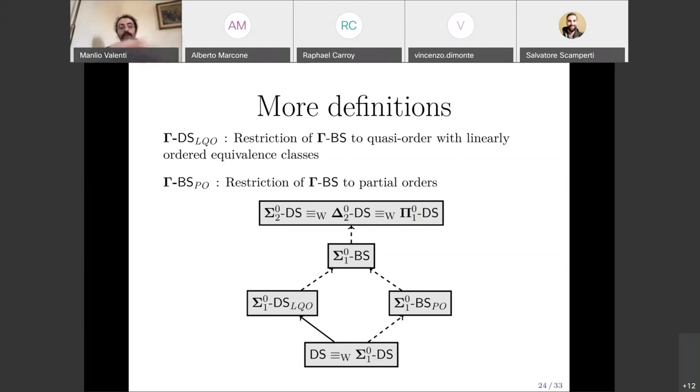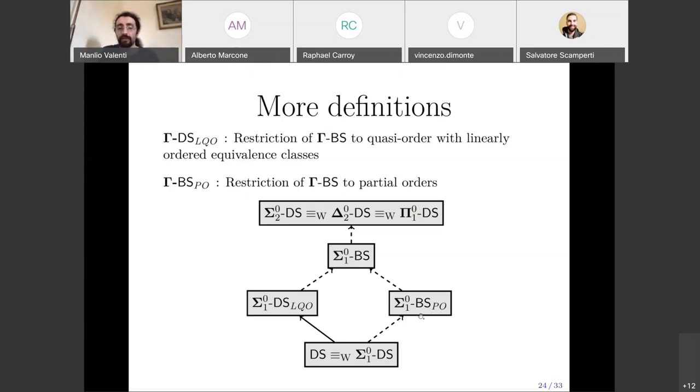And then you start over. You start building an entirely new order. And this is what we use to actually compute LPO prime. But we never really used the fact that we can have anti-chains. So that's why all these reductions are actually dashed, right?